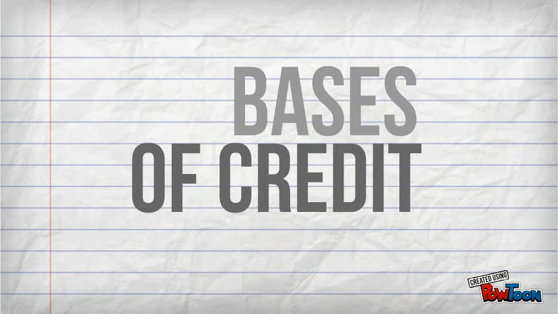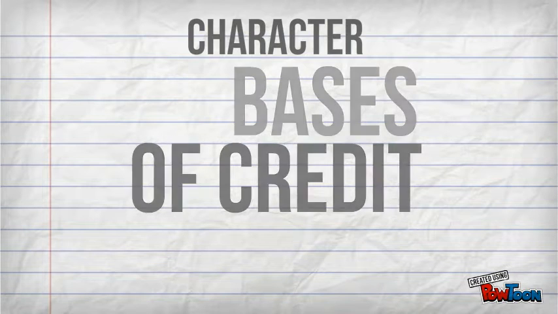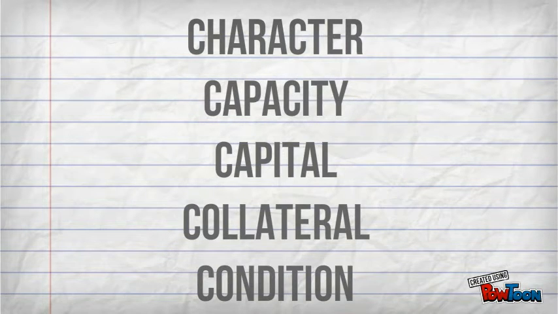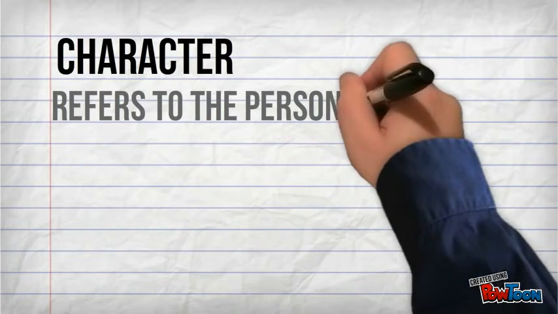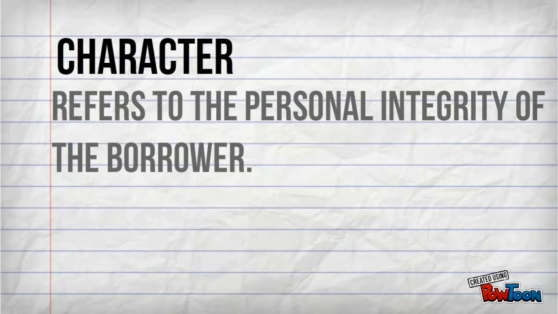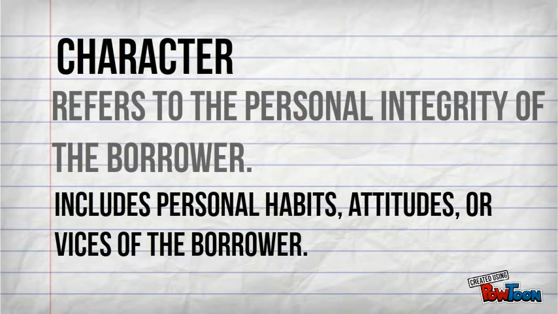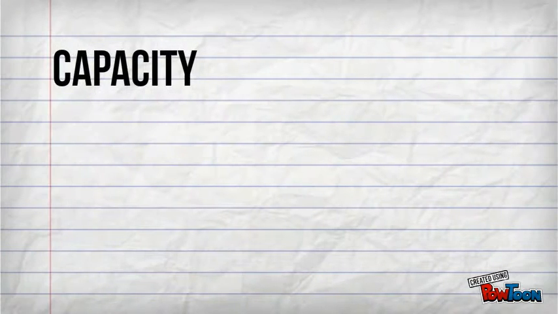Bases of credit: character, capacity, capital, collateral, condition. Character. This refers to the personal integrity of the borrower. His determination to pay can be evaluated by his past business record. Character also includes personal habits, attitudes, or vices of the borrower.